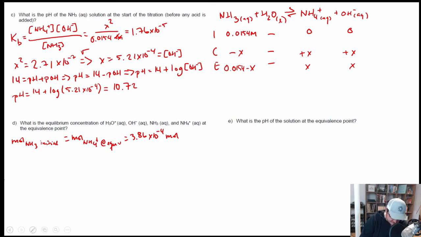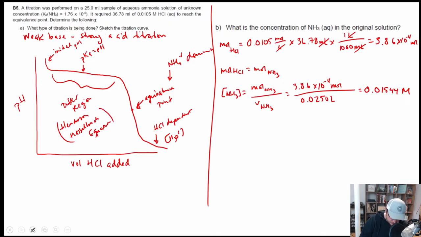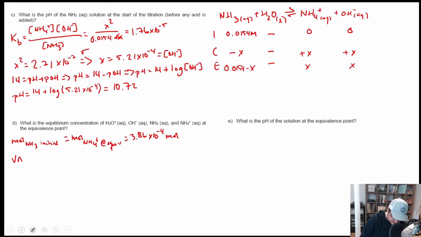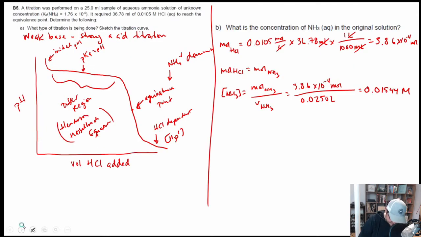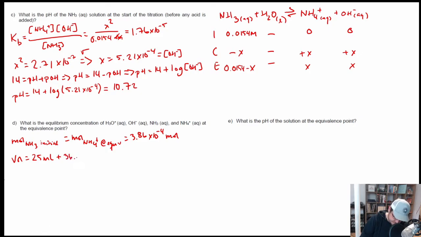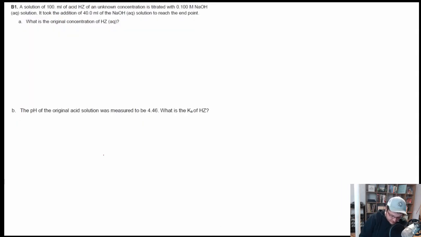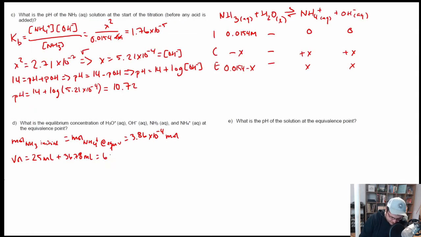The next thing is to figure out the volume. We started off with 25 milliliters, and then we added 36.78 milliliters to that. If we add those two up, 25 plus 36.78, the total volume of this solution is now 61.78 milliliters. So 61.78 is where we're at in terms of volume.